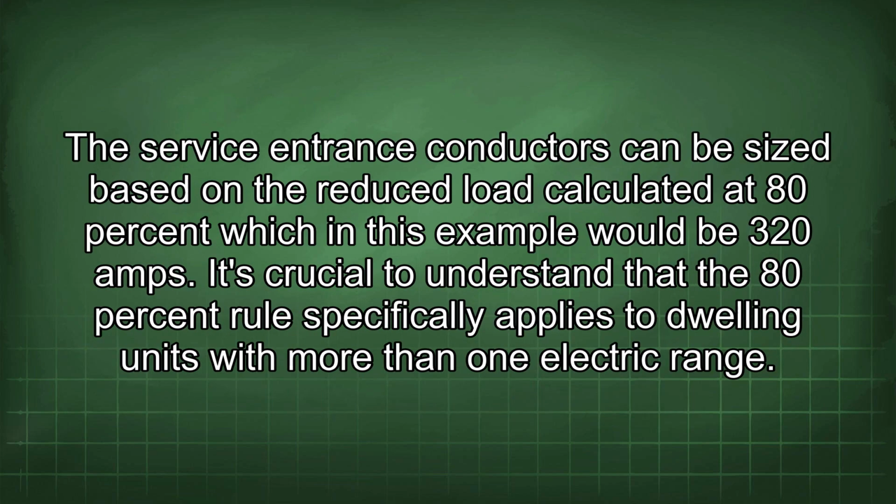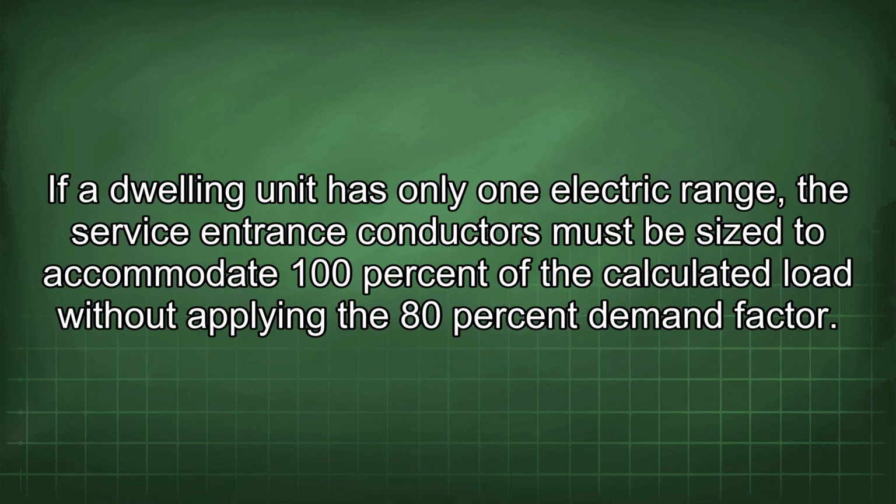The service entrance conductors can be sized based on the reduced load calculated at 80%, which in this example would be 320 amps. It's crucial to understand that the 80% rule specifically applies to dwelling units with more than one electric range. If a dwelling unit has only one electric range, the service entrance conductors must be sized to accommodate 100% of the calculated load without applying the 80% demand factor.